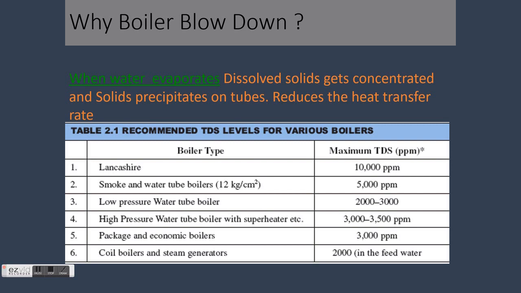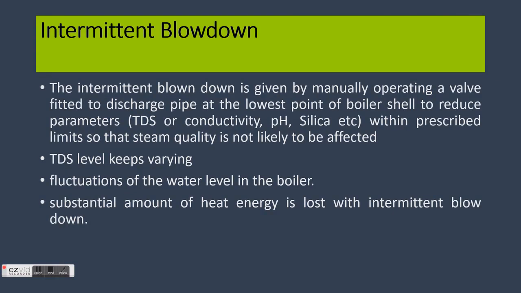The maximum amount of total dissolved solids, TDS, concentration permissible in various types of boilers is given in the table. Next is intermittent blowdown. The intermittent blowdown is given by manually operating a valve fitted to a discharge pipe at the lowest point of the boiler shell to reduce parameters, TDS or conductivity, pH, silica and phosphates concentration, within prescribed limits so that steam quality is not likely to be affected.